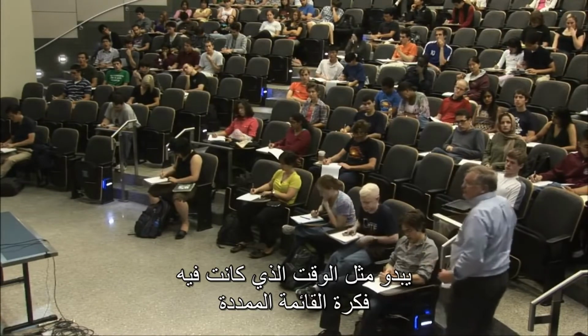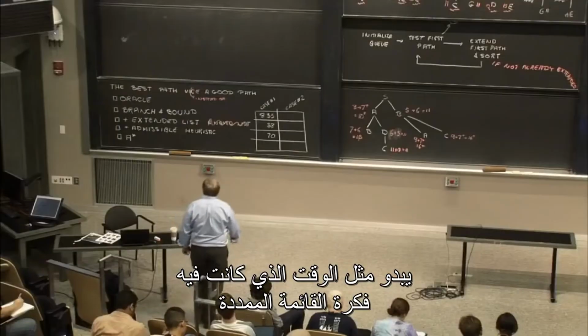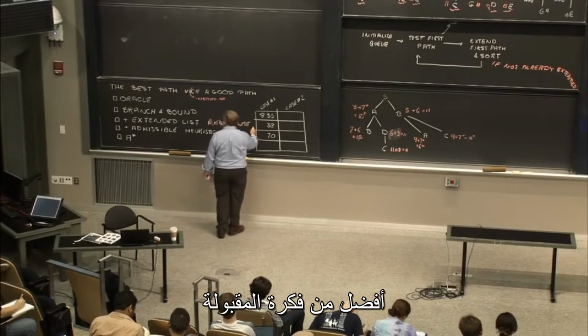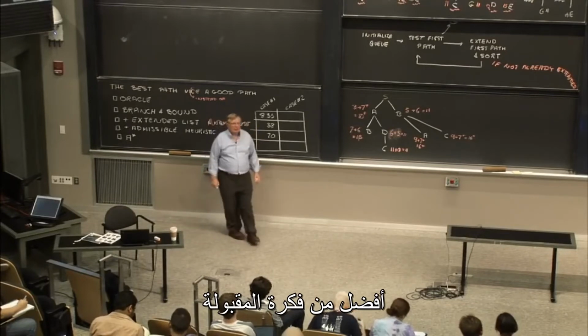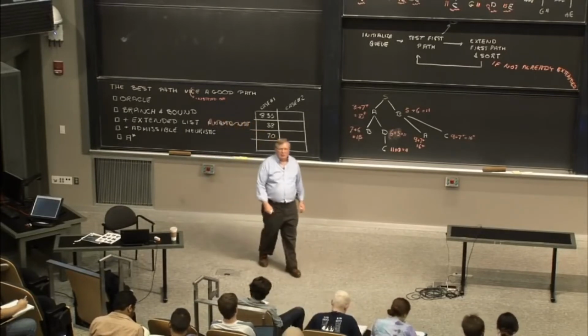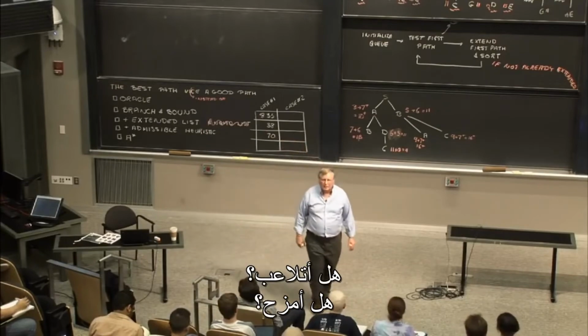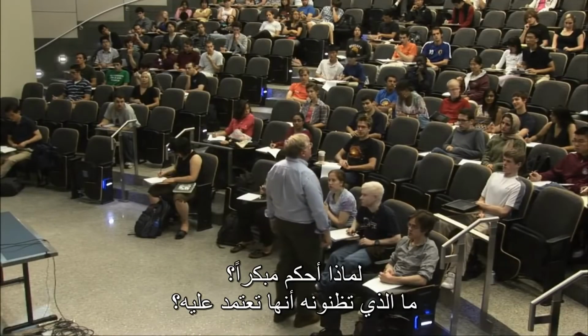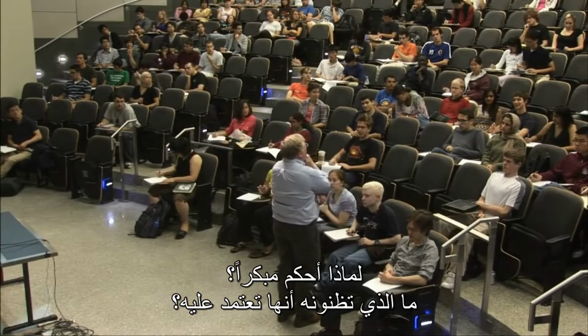So it looks like the extended list is a more useful idea than the admissible idea, right? What do you think about that, Brett? Am I joking? You're judging prematurely. Why am I judging prematurely? What do you think it might depend on?